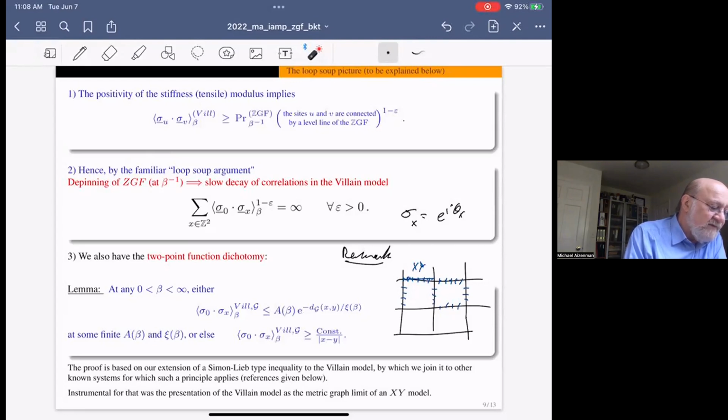First is the positivity of the tensile modulus of the random field. Then the loop sup argument, which implies that the pinning implies the divergence of the number of loops encircling the origin, the mean of which implies non-exponential decay. Boosted by the dichotomy, you get a lower bound of this form. Now, the only thing left is to describe a simple proof of the pinning on various graphs. I would skip that here.